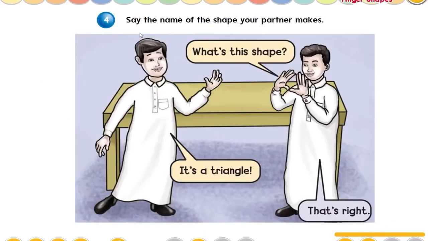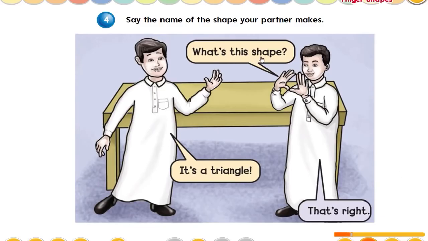Say the name of the shape your partner makes. سمي الشكل الذي يشكله زميلك بيده. What's this shape? ما هذا الشكل؟ It's a triangle. إنه مثلث. That's right. ذلك صحيح. Are you ready? Let's start.